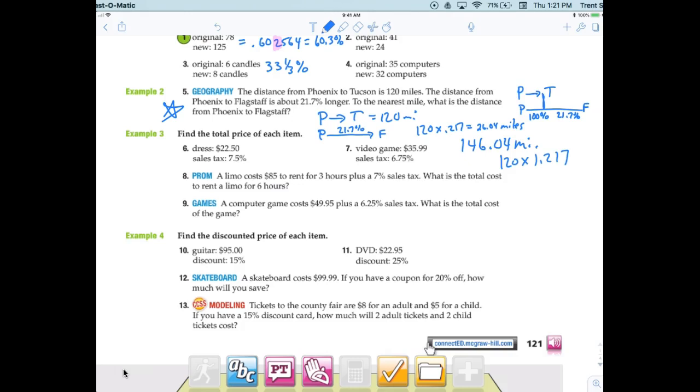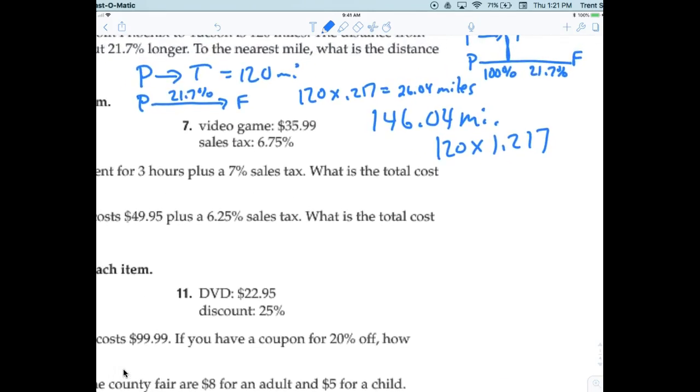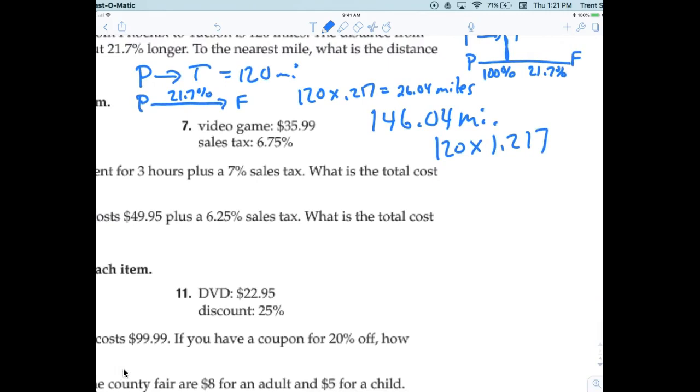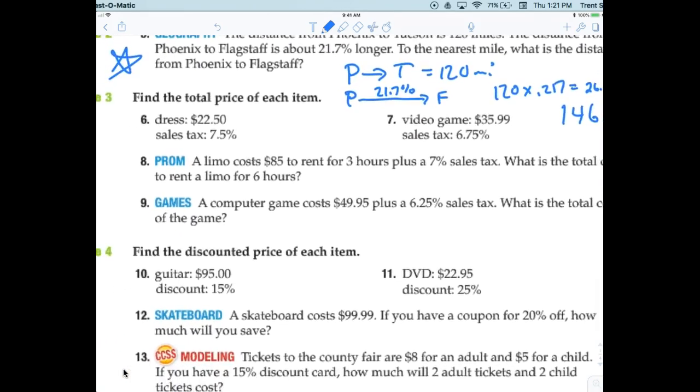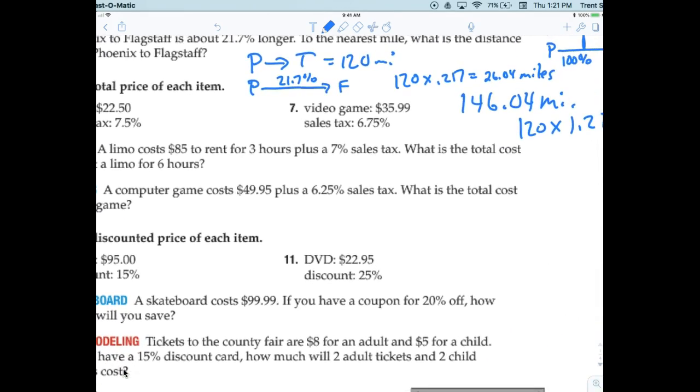We talked about this last year, so now I'm going to take a look at number 7. You go into the store and you buy a game for $35.99, and there's a sales tax of 6.75%. So now, here's what I want. I want to know the total price. I don't want to know the tax. How do I find the total price? Whoever was listening, Patrick, what do I do?